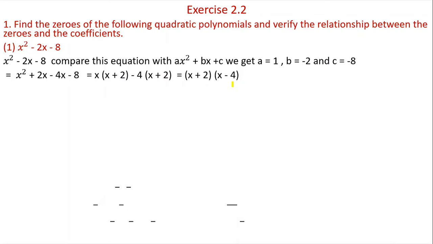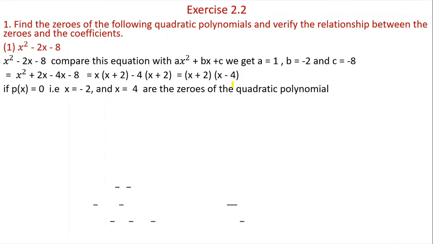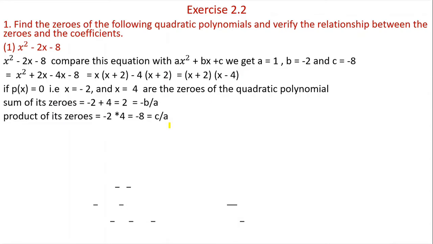If I equate these expressions to 0, then I am getting x plus 2 equal to 0 and x minus 4 is equal to 0, which results in x is equal to minus 2 and x is equal to plus 4. So these are the zeros of the given quadratic polynomial. That is, for the values of minus 2 and 4, the given expression x square minus 2x minus 8 becomes 0. Now, if you want to verify the relation between the zeros and the coefficients, we know that the sum of its zeros is equal to minus b by a, and the product of its zeros is equal to c by a.